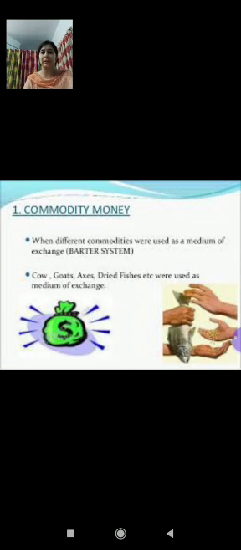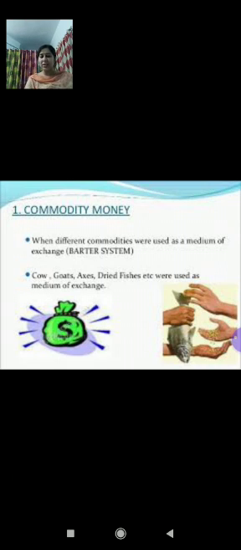Many more short questions can be framed, and the council usually asks questions from this topic. As I told you, the weightage of these two units, that is money and banking, is near about 14 to 15 marks. So these are very important chapters. So listen very carefully. We'll be talking about the first stage, that is commodity money.